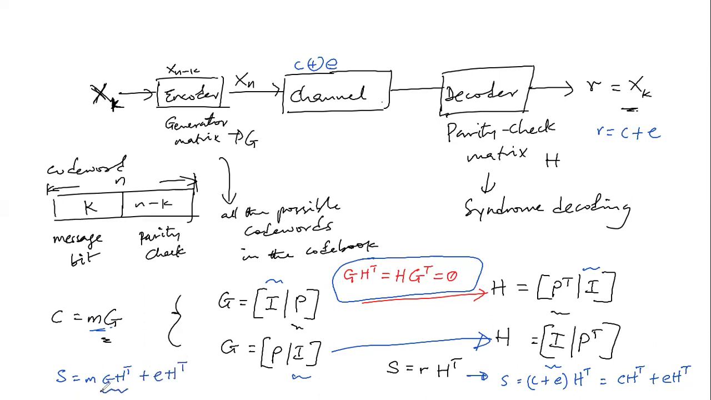Remember, G H transpose is the same as 0. So this should give us 0. And once that gives us 0, what is remaining is the error function. So if this is equal to 0, then there is no error. Should we have a non-zero value, then we know that there is an error. So by the time we perform syndrome decoding, if we get a non-zero value, we know that what we received is in error.